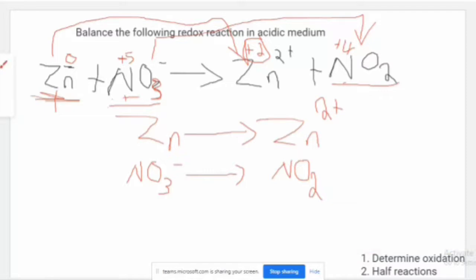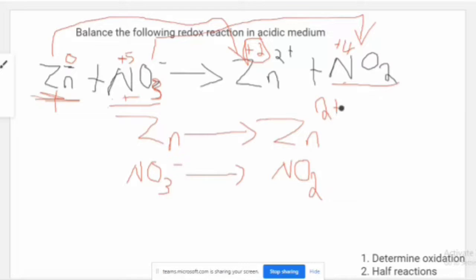There's also one zinc. So zinc is balanced. We don't need to balance anything because zinc is balanced here. So the number of atoms for this oxidation half reaction are balanced. Okay. Now let's come to charge.